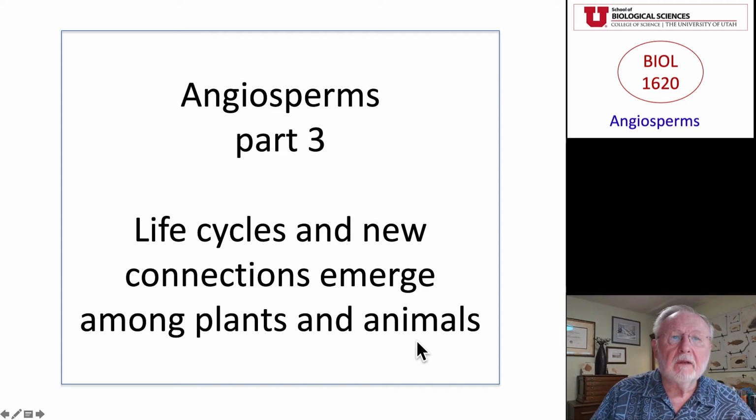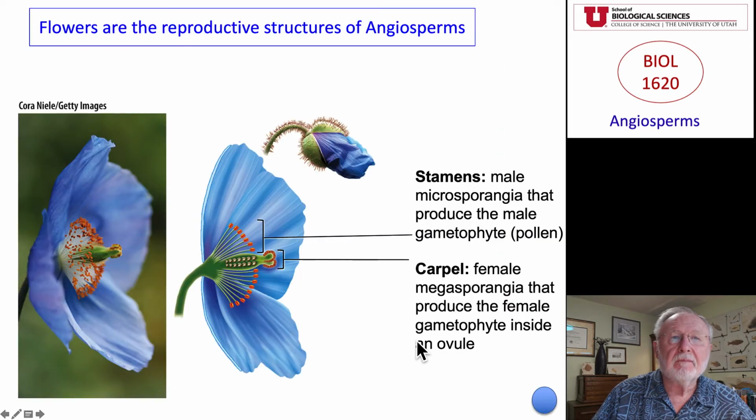Here in part 3, let's go back and explore now the life cycles, the alternation of generations, and the connections that now emerge between plants and animals. In angiosperms, we find that flowers are the reproductive structures. We have stamens, which contain the male sporangia that produce pollen and eventually the male gametophyte, pollen grain. And then we have the carpel, which is the female megasporangia that produces the female gametophyte inside an ovule.